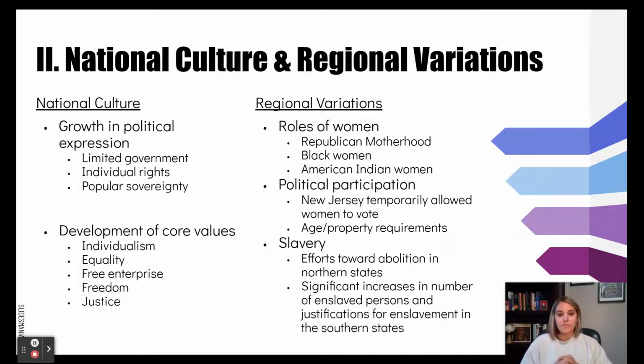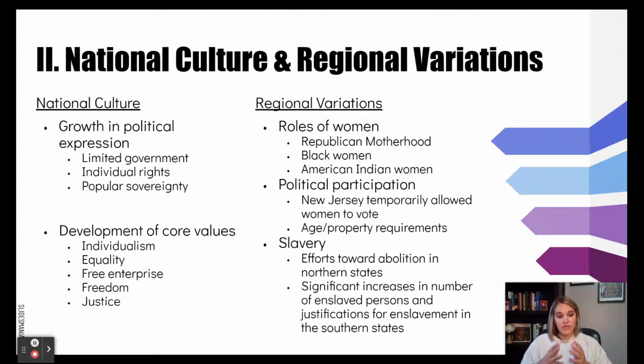less prominent. Political participation is also going to vary regionally. For example, New Jersey is going to temporarily allow women to vote. A lot of people don't know that, but about 100 years before women got the right to vote nationally, women were able to vote for a short window of time in New Jersey. We also see how age and property requirements are going to vary depending on what state you lived in.